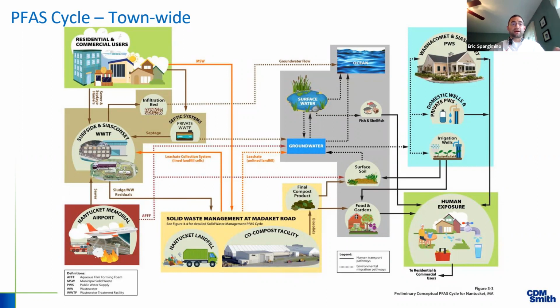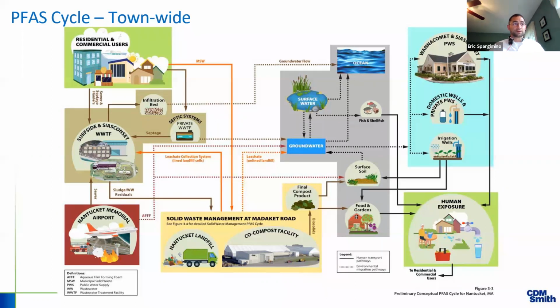So on the top left, we have the residents, the commercial users, the businesses in green, and then in tan below that is the wastewater treatment plants. Below that is the airport in red, and then in the middle there in yellow is the co-compost facility and the landfill. In the middle and to the right in gray are the oceans, the surface water, shellfish, soils, gardens, basically where all those compounds may potentially be going. And then to the right in light blue are our domestic wells, our drinking water plant and irrigation wells. And then most importantly, bottom right in green is those human exposure pathways.